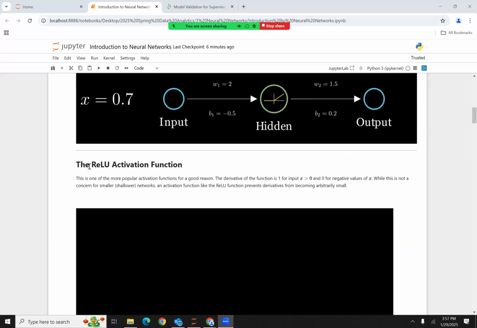So we're going to be discussing something called the ReLU activation function, which is one of the most common activation functions.